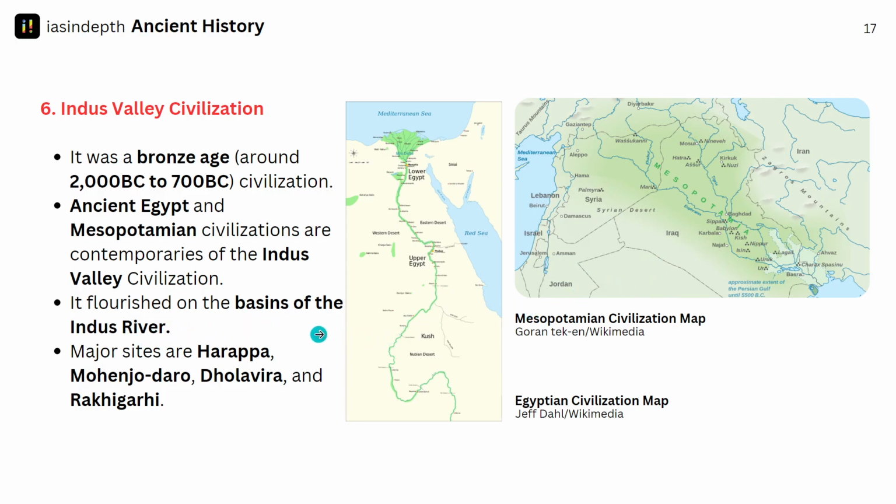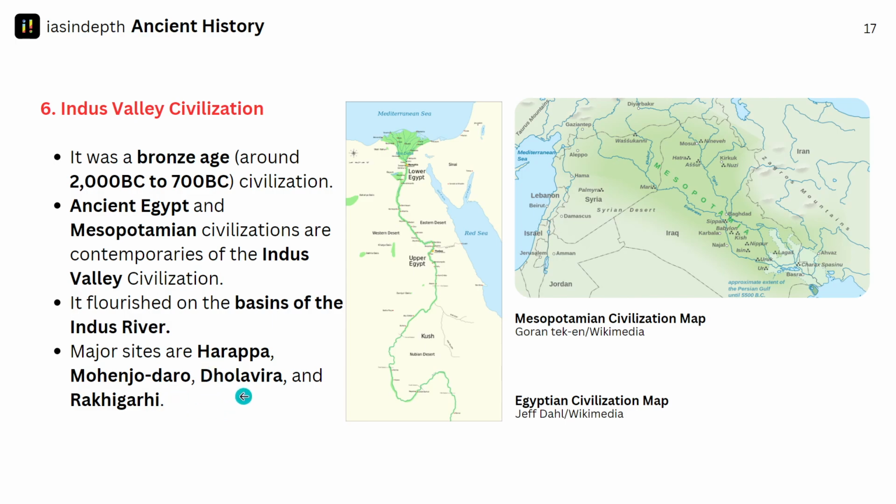Now, the Indus Valley Civilization flourished on the basins of the Indus River. The Indus River starts from present day China and then flows through Jammu and Kashmir in Indian territory, and then it flows into Pakistan, and then it joins the Arabian Sea to the west of India, towards the south of Pakistan.